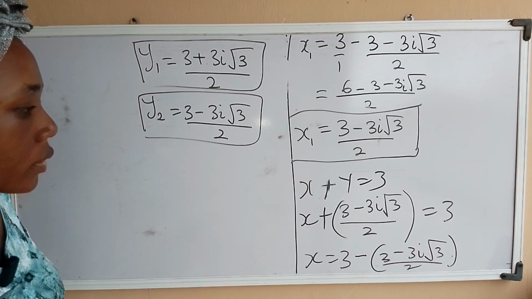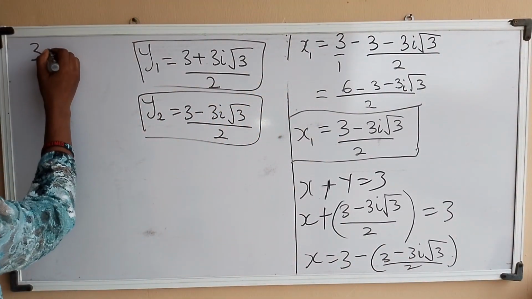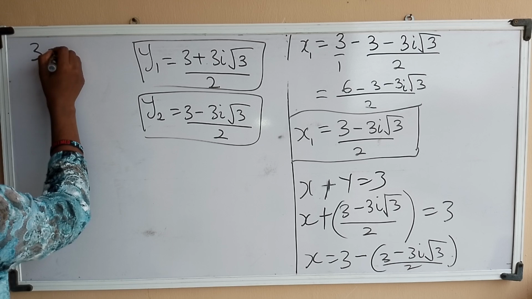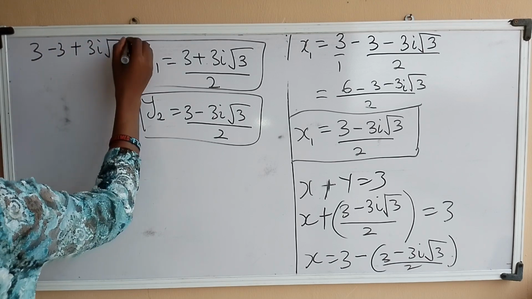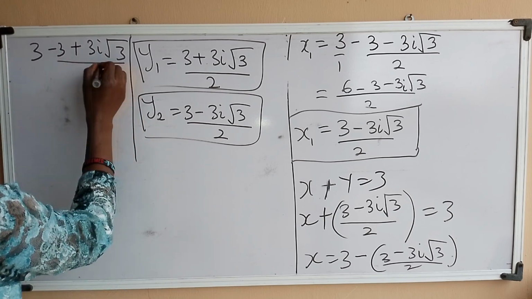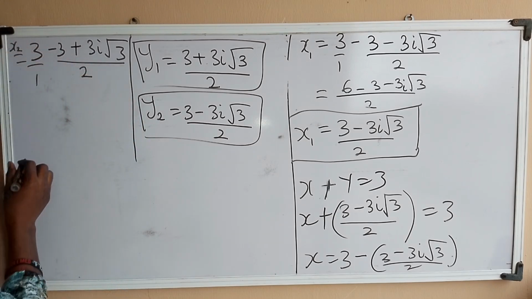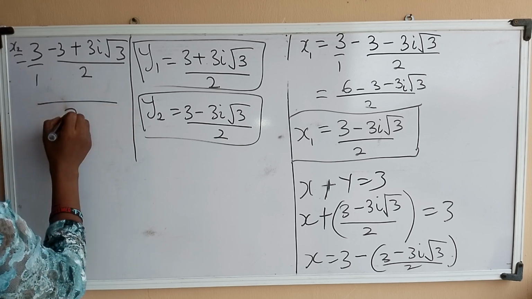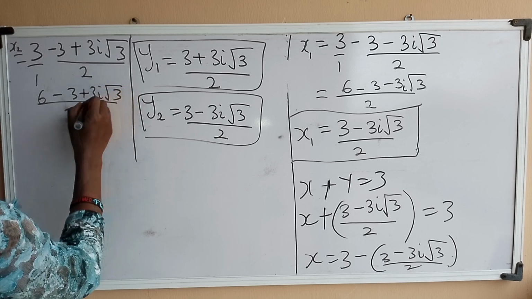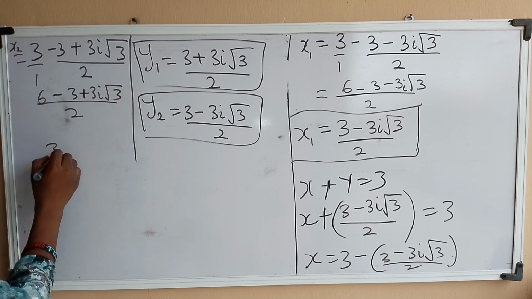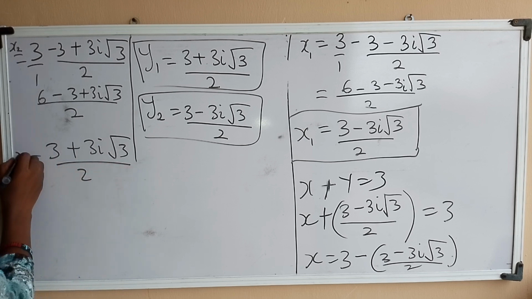So from here, we open the bracket. We'll have to just manage this space. I don't want to clean the values for y. Minus 3 plus 3i root 3 all over 2 over 1. This is x2. So again, LCM is 2, 6 minus 3 plus 3i root 3. So when we subtract, we have 3 plus 3i root 3 over 2 as our x2.